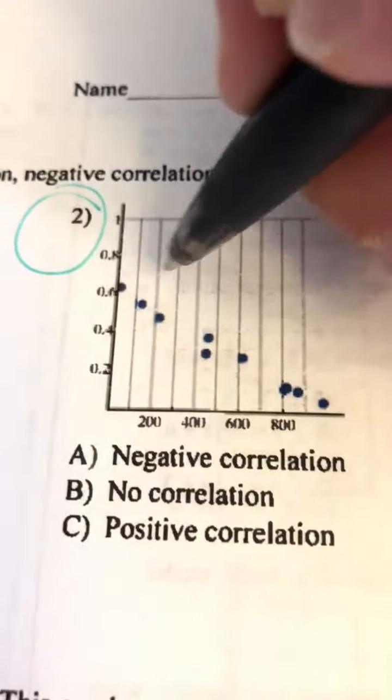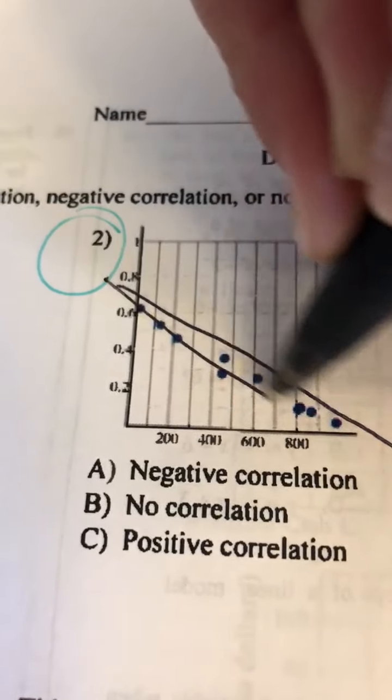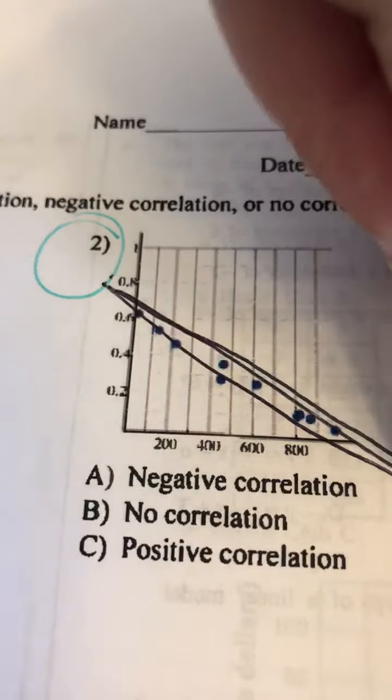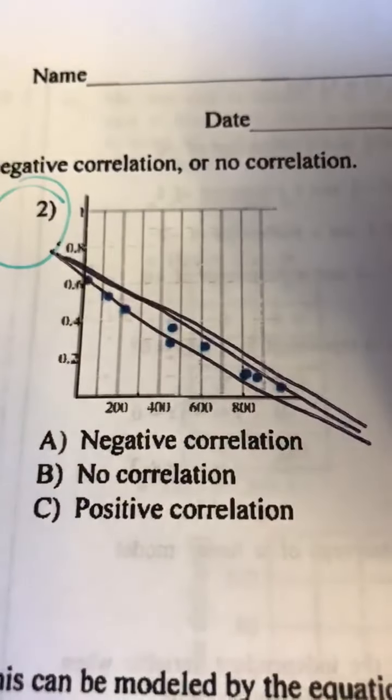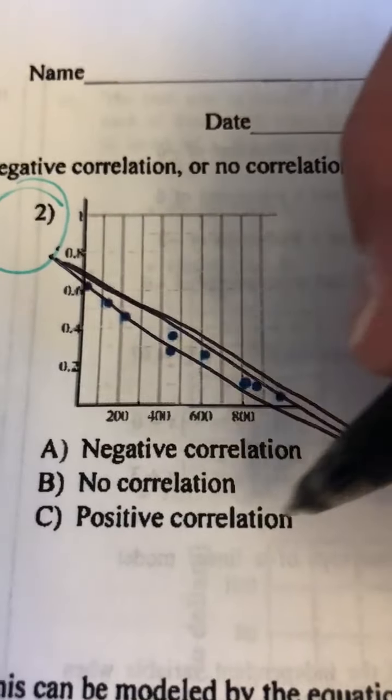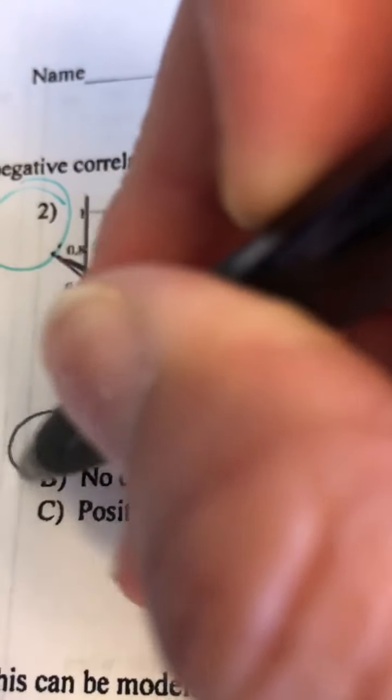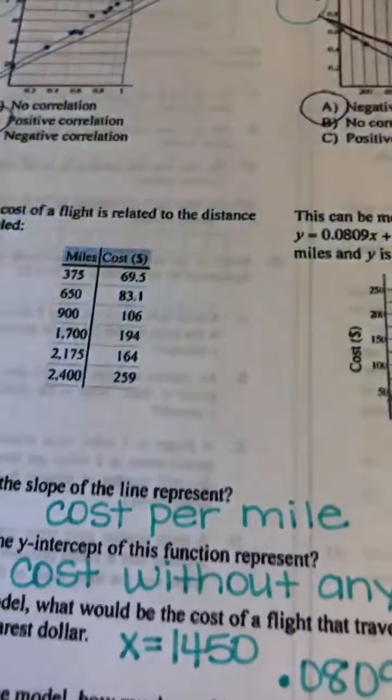Same thing for 2. If you draw a line through the middle, oh wow, my lines are pretty. But if you draw a line through the middle, it doesn't matter how bad it looks, they're still all going to have negative slopes, so it will be a negative correlation. So that's how you do 1 and 2, and there are a few other questions like that.